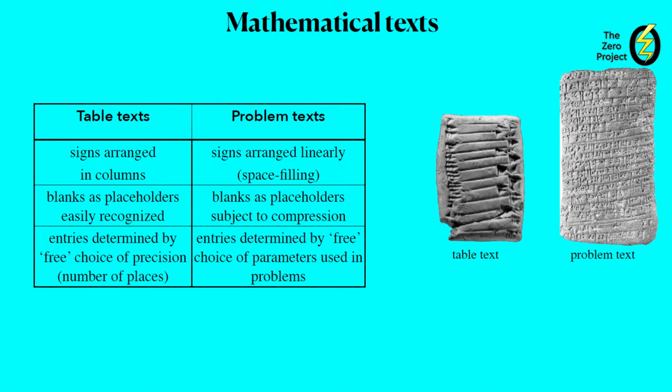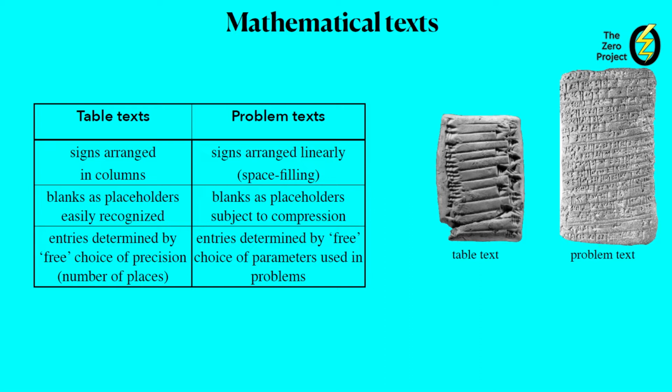The mathematical problem text and the table text can be differentiated by the 2 columns on the left. I talk about table text on the left, problem text on the right. In the table text, as I said, the signs are arranged in subcolumns. In problem text, they're arranged linearly, so they're space filling. In the table text, blanks as placeholders are easily recognized because they're written in columns.